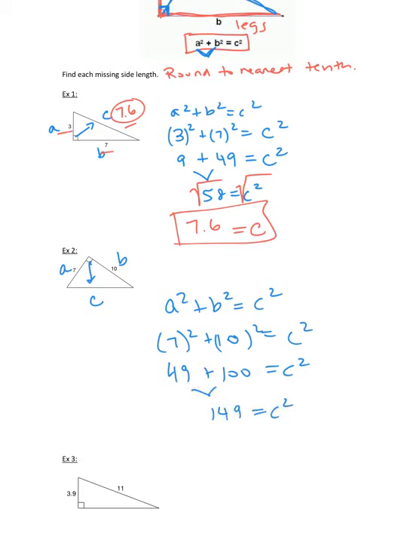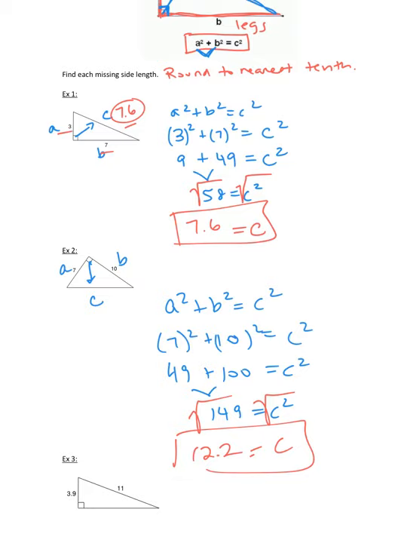149 equals c squared. Then you take the square root on both sides to isolate c, and you end up with c equals, and you go to your calculator, square root of 149 is 12.2, if I round to the nearest tenth. So the missing side length is 12.2.